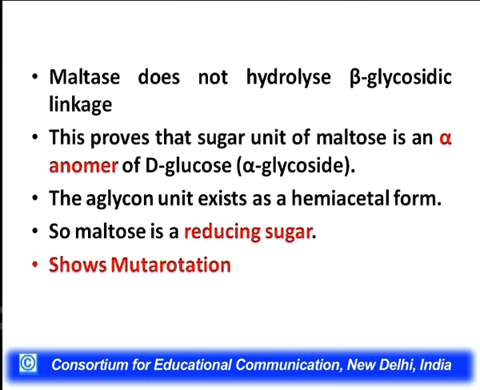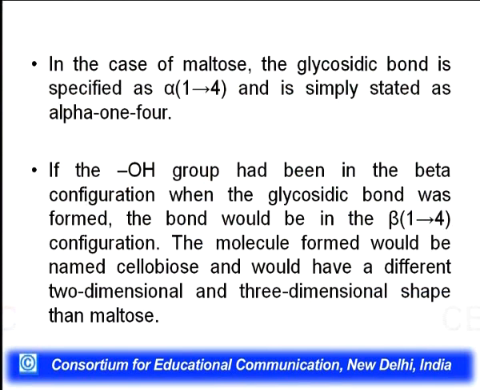And since it undergoes ring opening, it will also show mutarotation. Now what we've seen is that when we talk of maltose, the glycosidic bond is specified as alpha 1,4, simply stated as alpha 1,4. When we talk of this alpha 1,4, what we mean is that the configuration around the anomeric carbon which is involved in bond formation is alpha. But in the other case, if the OH group had been in the beta configuration when the glycosidic bond was formed, the bond would be in beta 1,4 configuration.